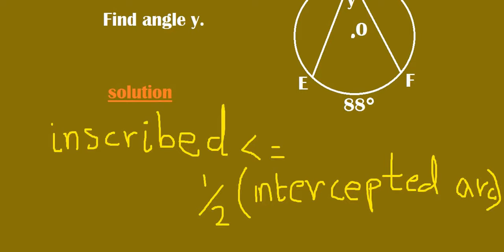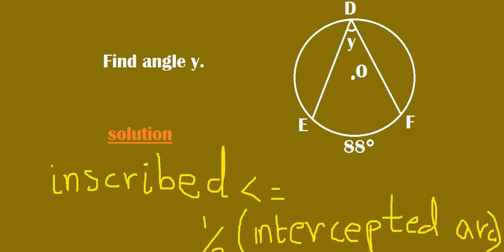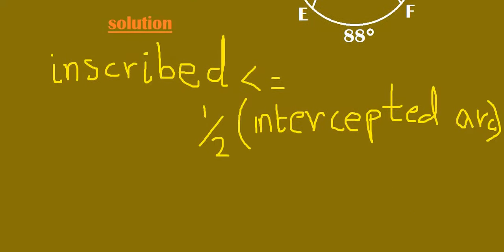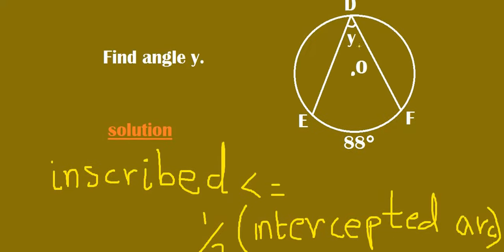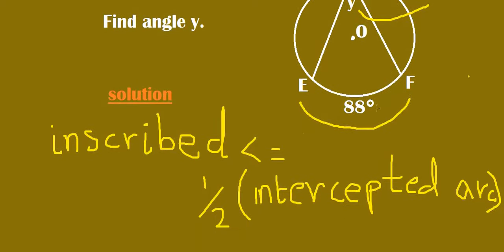So the inscribed angle, it is here. This one is an inscribed angle. The intercepted arc we are talking about is arc EF, this arc E up to F. This is an intercepted arc. And the value of this intercepted arc is 88.